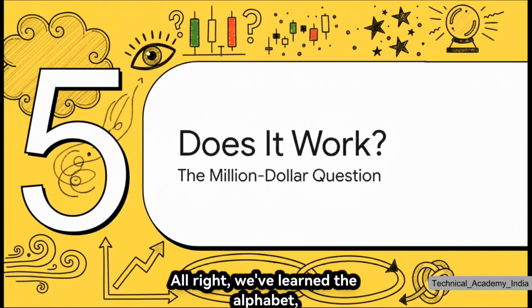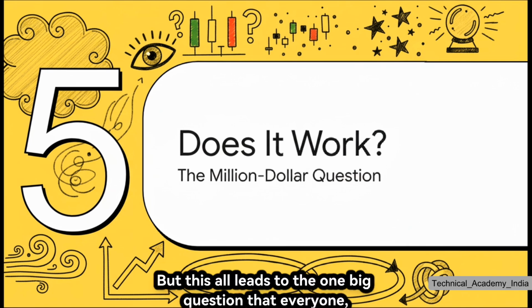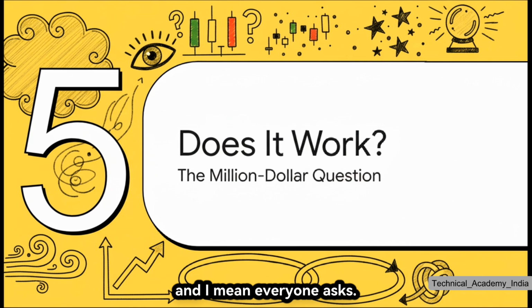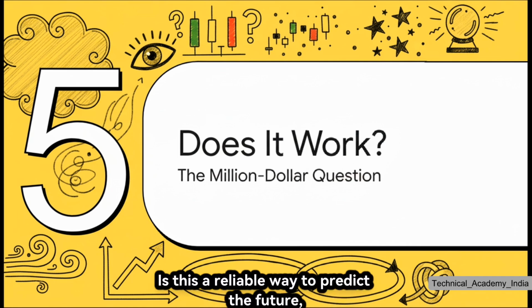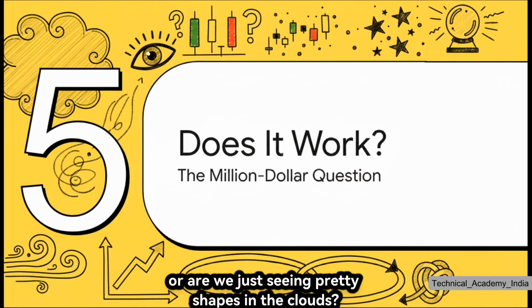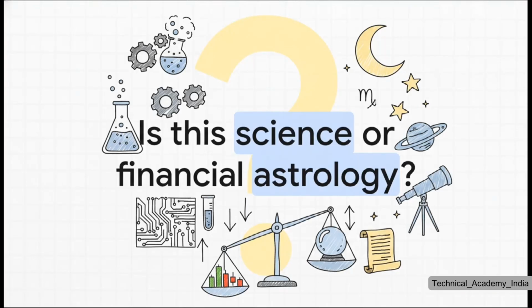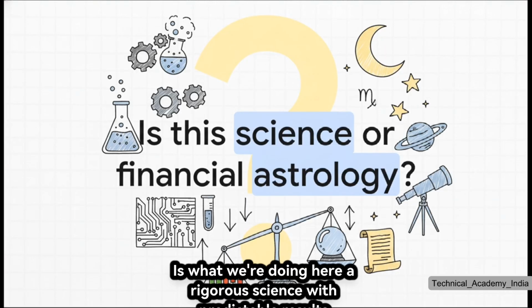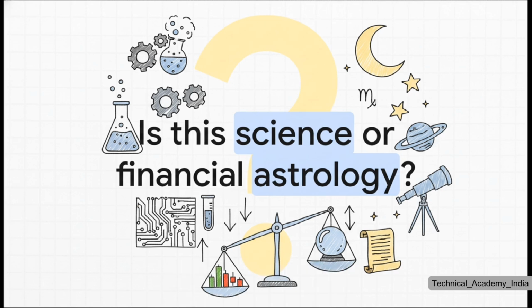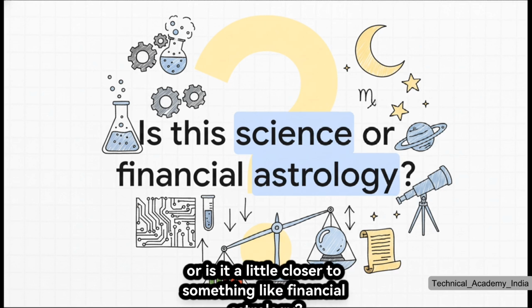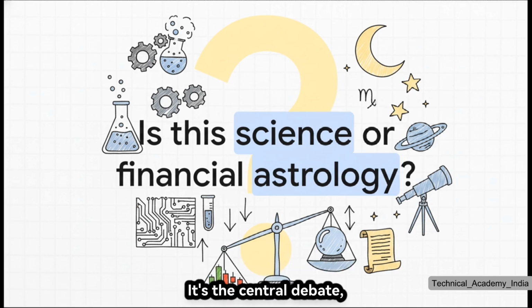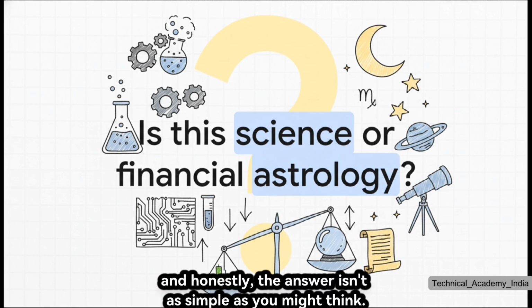All right, we've learned the alphabet, some words, and even a few sentences. But this all leads to the one big question that everyone, and I mean everyone, asks. Is this a reliable way to predict the future? Or are we just seeing pretty shapes in the clouds? Let's just be real for a second. Is what we're doing here a rigorous science with predictable results? Or is it a little closer to something like financial astrology? It's the central debate, and honestly, the answer isn't as simple as you might think.